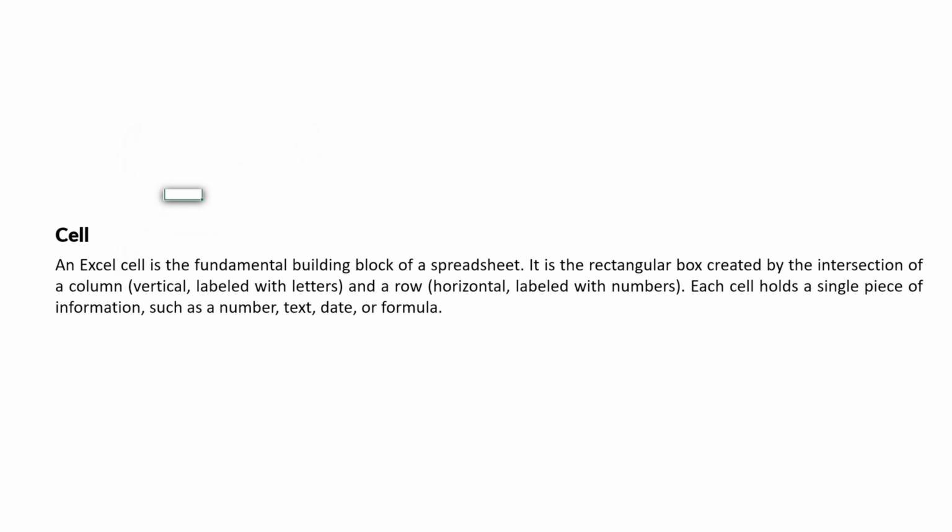Each small box inside the sheet is called a cell. Every cell has its own unique address based on the columns and rows. For example, this cell is D9.